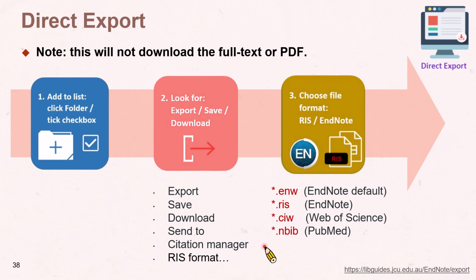Next, choose the export file format like the following: ENW, RIS, or CIW, or NBIB. Usually, the easiest way is to select the format that mentions EndNote. Then click the download file to import the reference into EndNote automatically. Note that it will not include the full text or PDF.